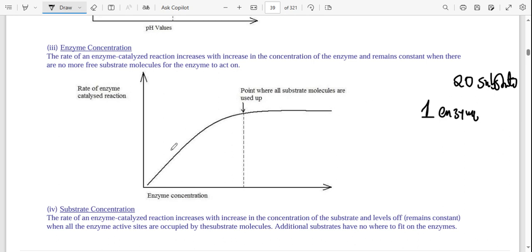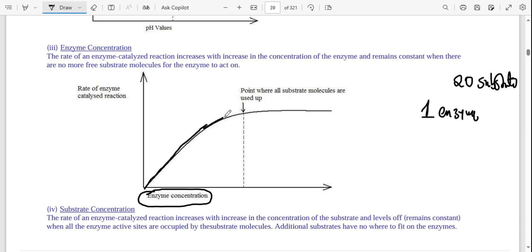When you start to increase the concentration of enzymes, let's say you make the enzymes 2, 3, 4, it will be much easier, because imagine you are doing work and you are alone. You will not be able to do it very well. So when you increase the enzyme concentration, the reaction becomes much faster. You'll be doing work faster and faster.